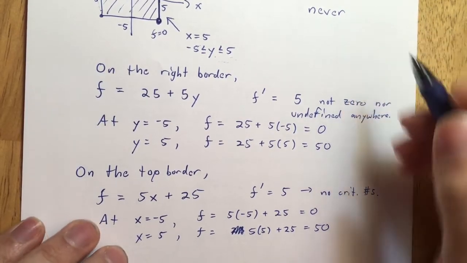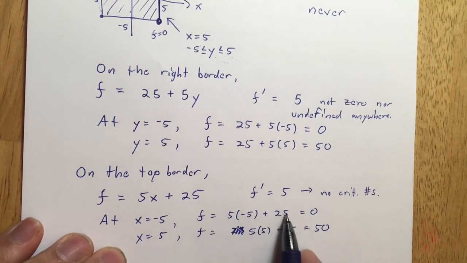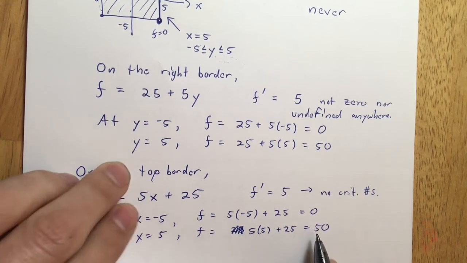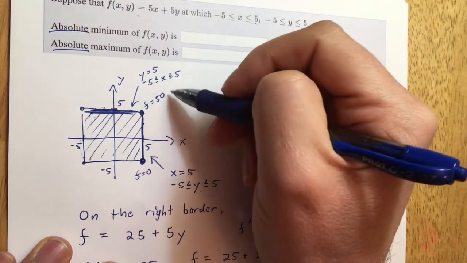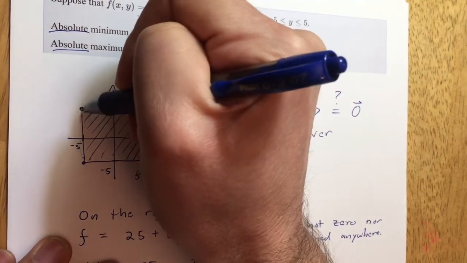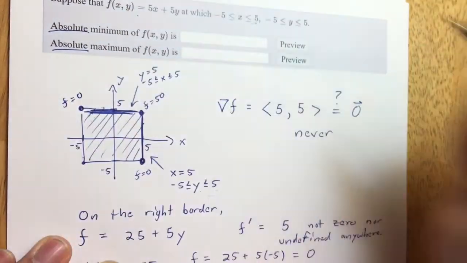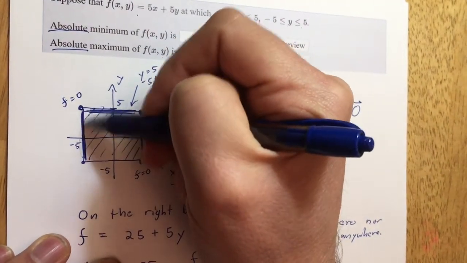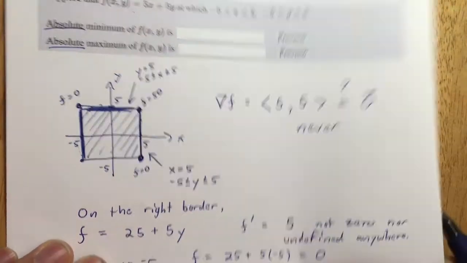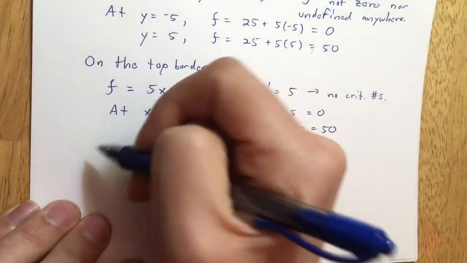All right, so let's see. When x was negative 5, it's 0. When x is positive 5, it's 50. So we already had this one, right? Maybe I didn't even have to do that over again, the 50. But now we know that at this corner, f is equal to 0. Okay, now let's do the left boundary. You just keep going for every boundary here. So I'll do these other ones pretty quickly.